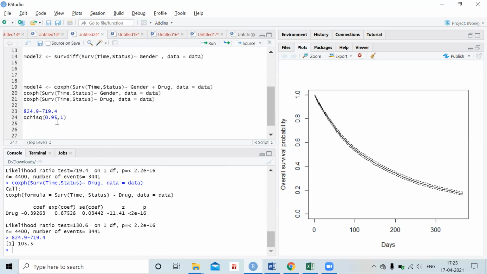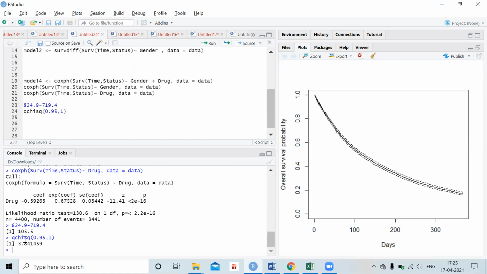And at chi-square for 1 degree of freedom, because it's just two, if we compare these two models at 1 degree of freedom, we are getting a value of 3.841459, which is much less than this. So since our test statistic is greater than the critical value, we reject the null hypothesis, and we say that gender plus drug is a better model than gender.